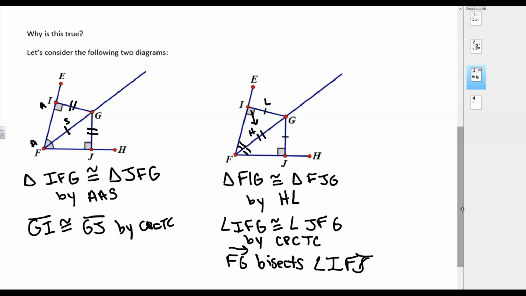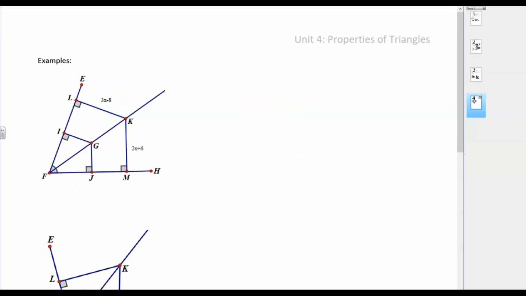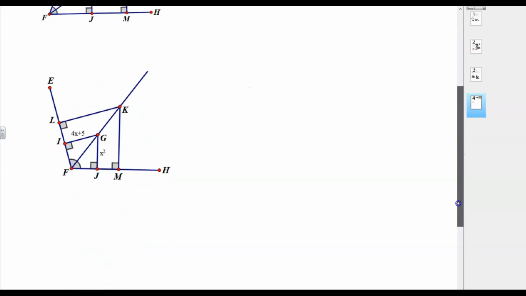So let's look at some examples of how we can actually use this. Here, this is marked as an angle bisector, right? FK is acting as an angle bisector. And because FK is an angle bisector, I know that these two segments must be congruent. So I can say that 3x minus 8 is equal to 2x plus 6. And I can now solve this really fast for x. I take the 2x over there, add the 8 over there, I get x equals 14, and we're good. Let's look at this one down here.